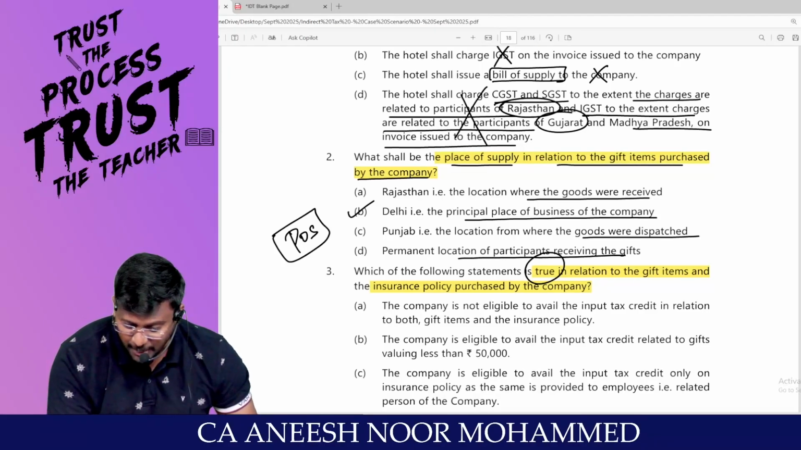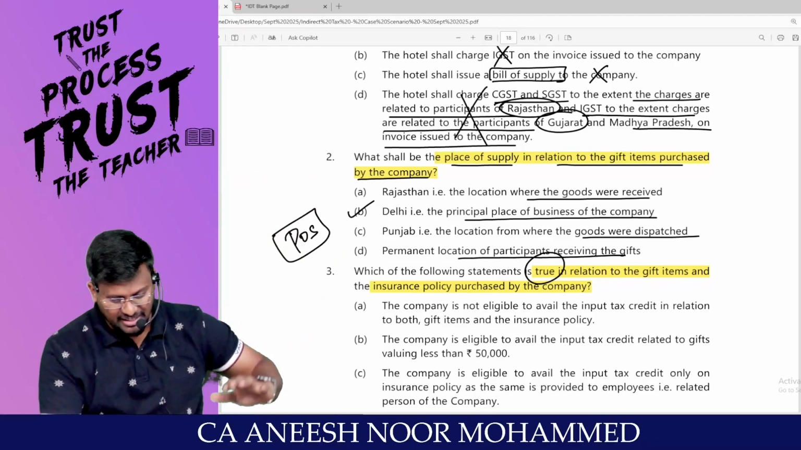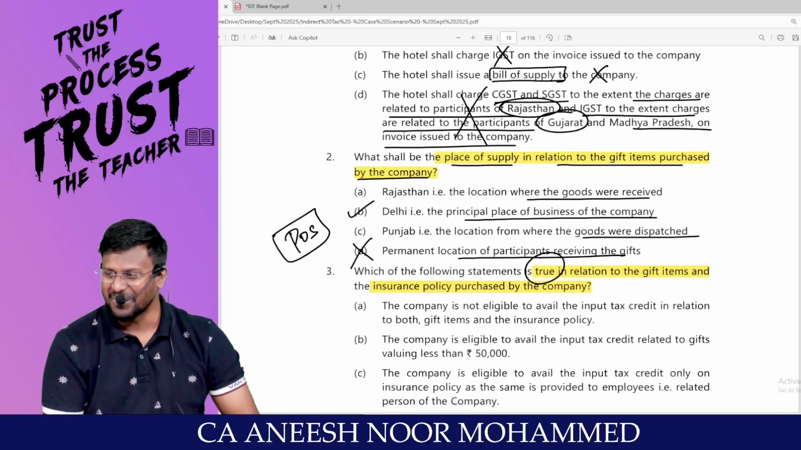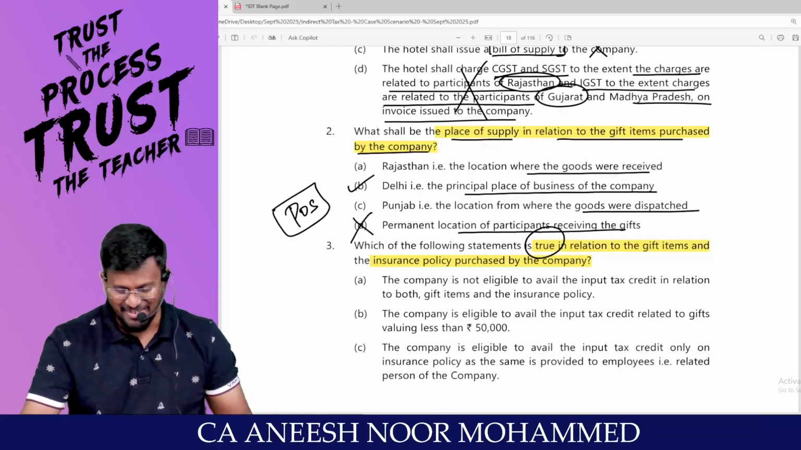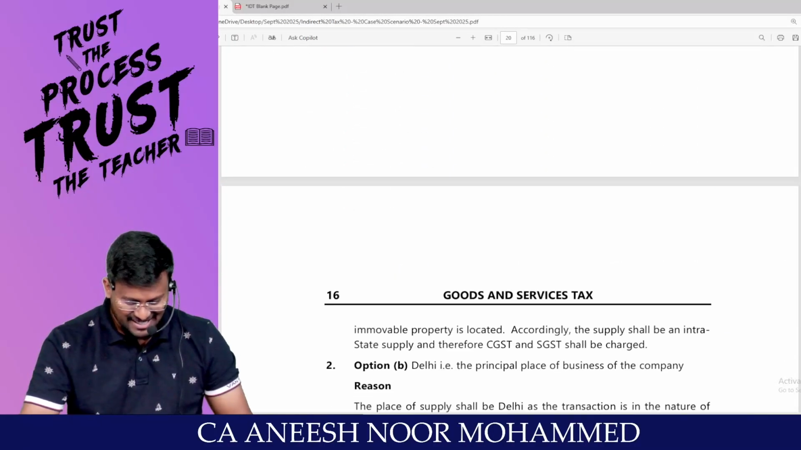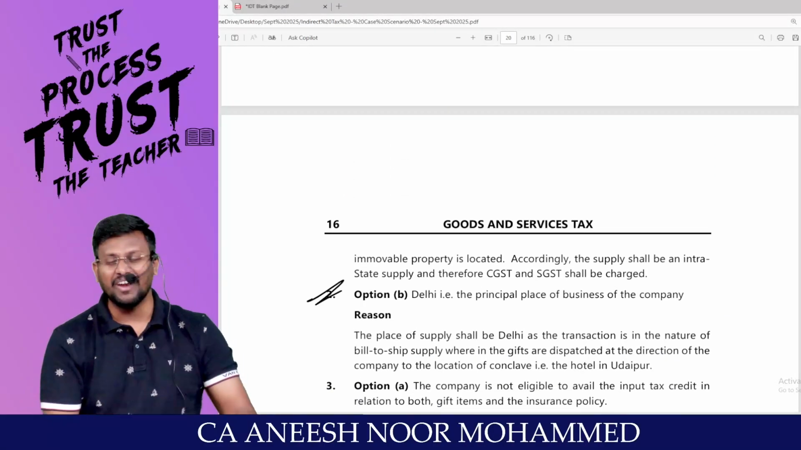Permanent location of the participant receiving the gift. This is never, sir. Are you all really with me? So, you are saying option number B. Okay, let me go and check. 2B is the answer. 2B is the option. Fantastic question.